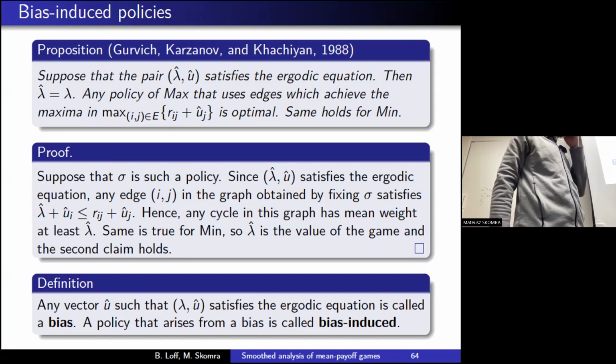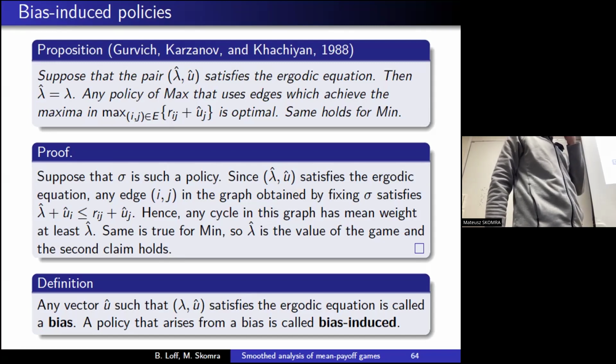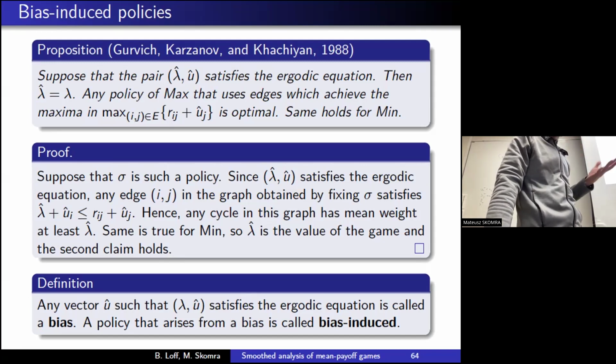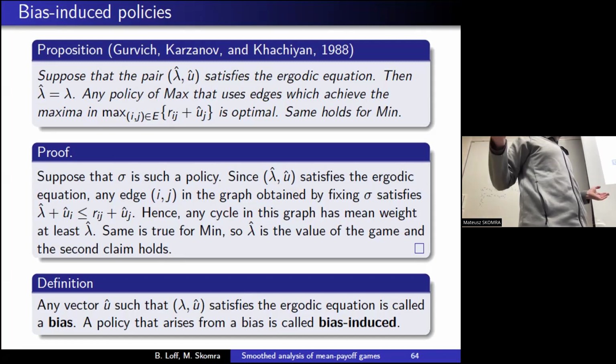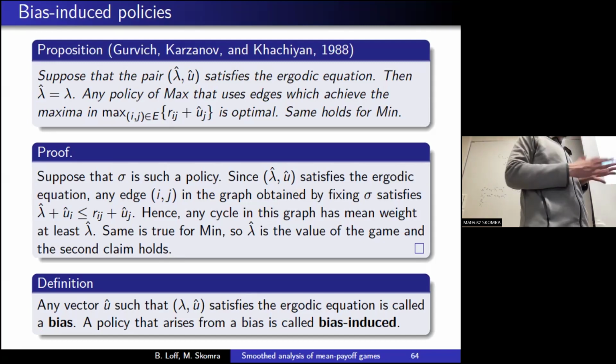And by the same reasoning, it is at most gamma tilde. Right. So if you have a solution to this ergodic equation, and Blackwell bias is one such solution, then you have a pair of optimal policies, kind of similar to what happened in the discounted case with Shapley. Okay, so this is a nice property of these ergodic games.